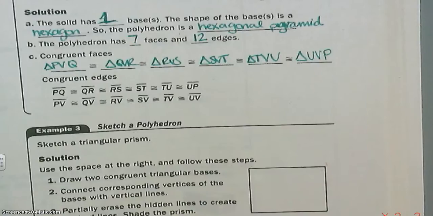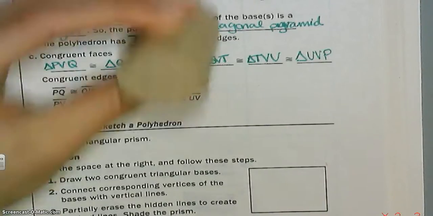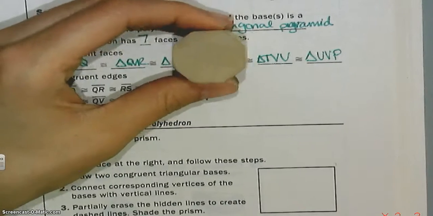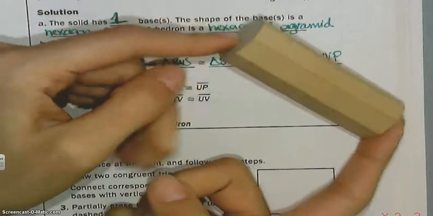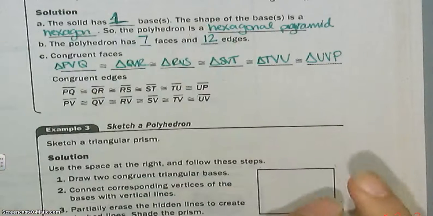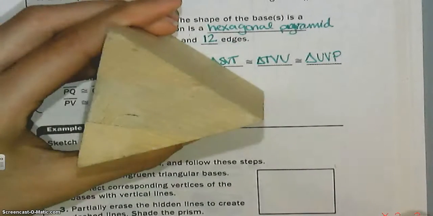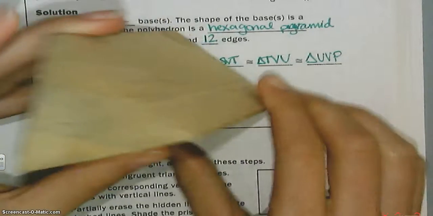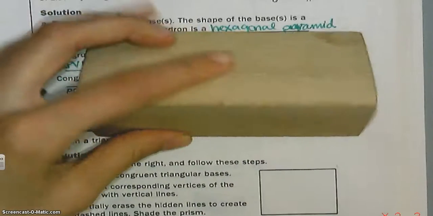So we need to draw a triangular prism. There's a triangle on the top and the bottom. This looks like an octagonal prism. Notice there's 2 bases, but the bases are octagons. So we need to draw something like this. Triangle on top, triangle on bottom. That's what a triangular prism is going to be like.